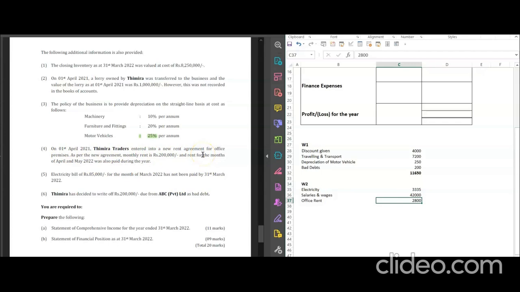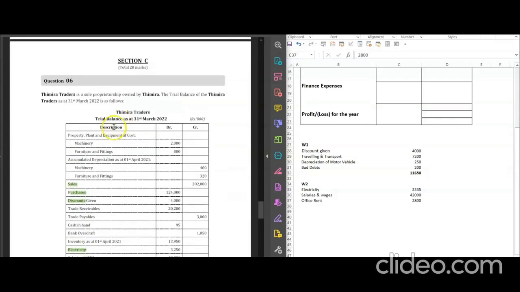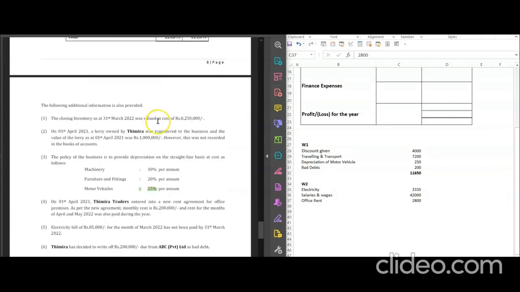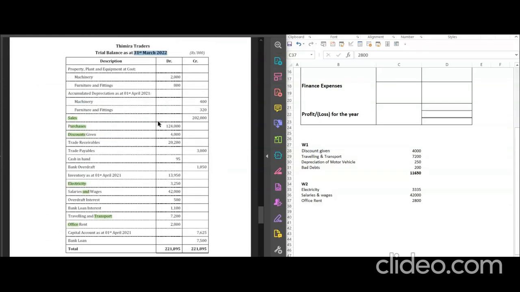As per the new agreement, monthly rent is 200,000 and rent for the months of April and May 2022 was also paid during the year. So in this case, you have to understand clearly that we are required to do this statement of profit and loss for the year ended 31st March 2022. So all your calculations and results should be as on that date, which is 31st March 2022.